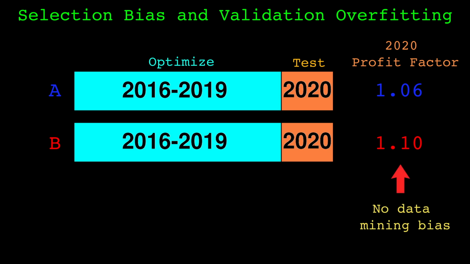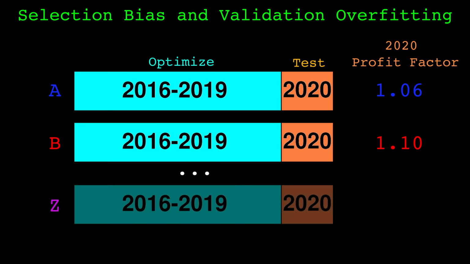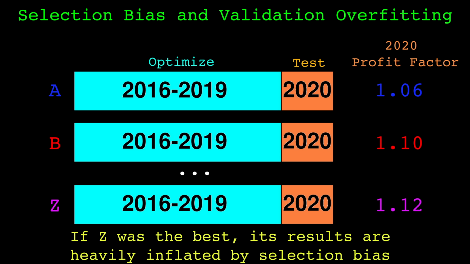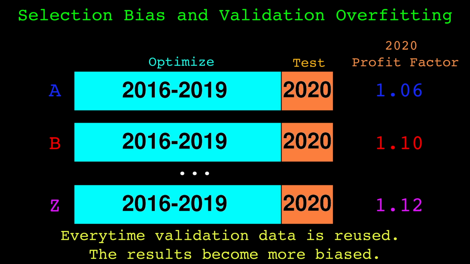And if we test a strategy on data it did not use to optimize, the results will not benefit from any data mining bias. However, if we walk forward test 100 different strategies on 2020 data and select the best one, there will be a massive selection bias. Selection bias can allow us to effectively overfit the validation data, despite it not being used for strategy optimization. Every time we reuse out-of-sample data, or rather validation data, the selection bias is adding up.